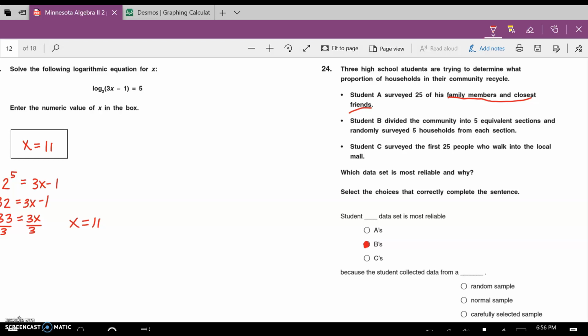Okay, so student B best represents the community because he divided his entire community into 5 sections and randomly surveyed 5 households. Okay, and he collected data from, as I just said, a random sample. And so that determines what proportion recycles. And guys, I will tell you, most of these are going to be random. Carefully selected sample isn't even really a thing. Whenever you see these sample questions, it's either going to be random or normal, and most of the time it's going to be a random sample.